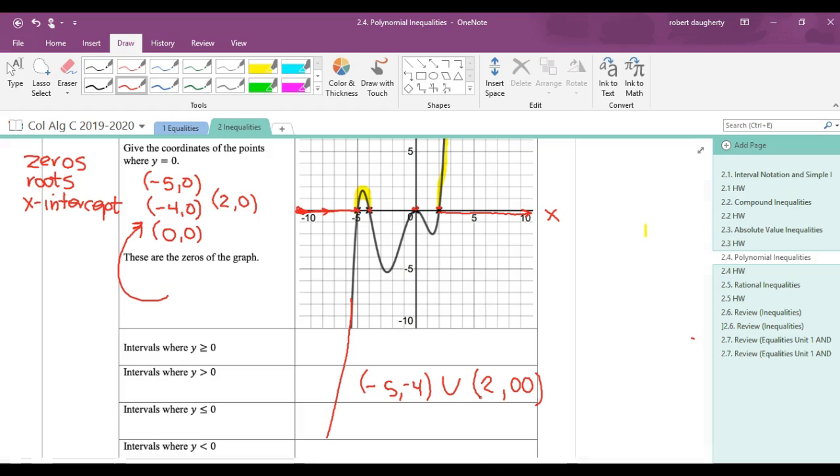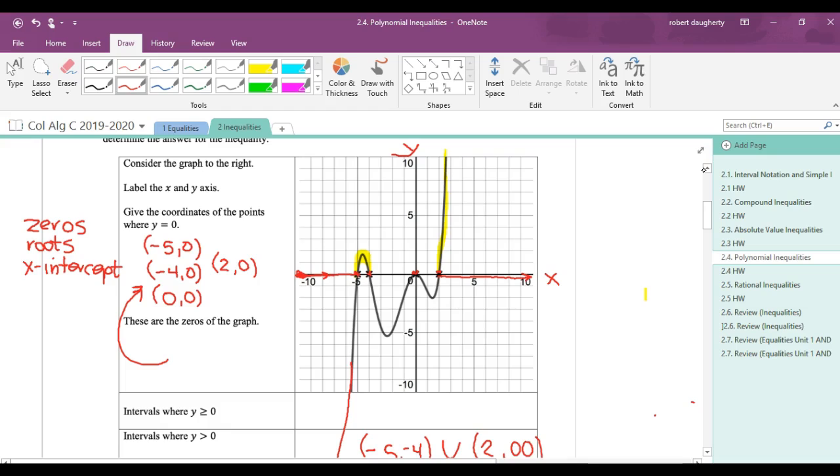When you highlighted this graph, there were 2 sections you said that were greater than 0. So those, I need those in interval notation. It's the interval from -5 to 4 and the interval from whatever that number is, 2 to infinity.